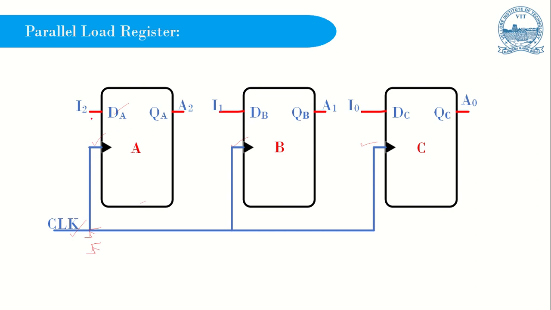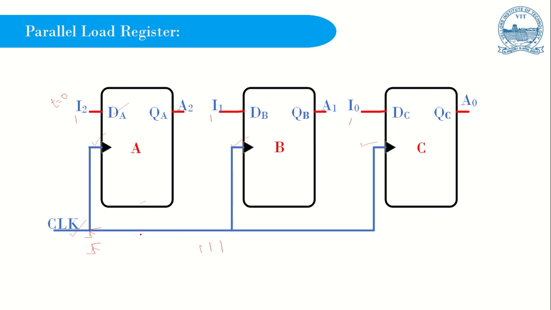So here, if you see the functionality at time t equal to 0, we are loading the information 1 1 1. We want to load this information to this. So at time t equal to 0, we are applying the inputs as 1 1 1. Now we want these inputs to be transferred to the outputs QA, QB, QC. That is, our output lines here are A0, A1 and A2.